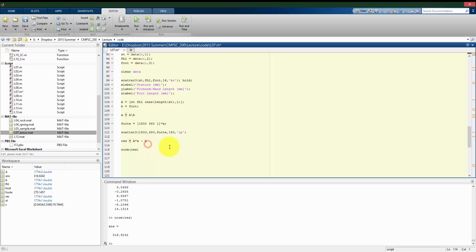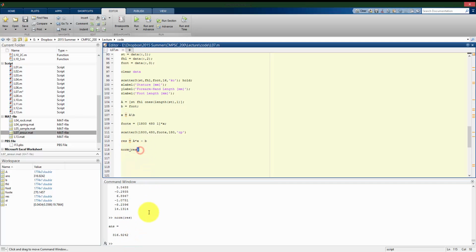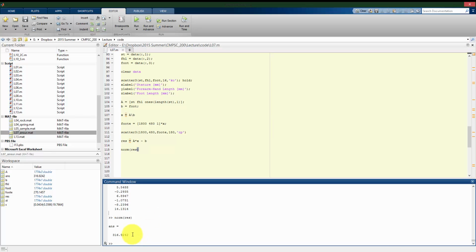The norm we haven't used before, but what the norm does is it takes every element in a vector, squares it, and then adds it together and takes the square root. So it's basically like taking the Pythagorean theorem, but we're using it in multiple dimensions. It's not just x squared plus y squared. We take every element in the residual, square it, sum it together, and take the square root. So the norm is a measurement of how far away from zero we are in general.